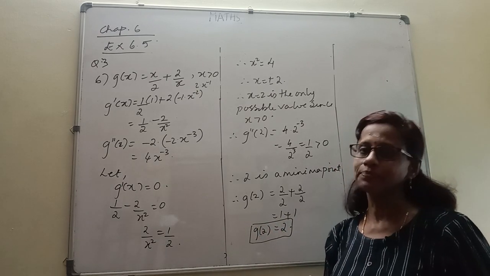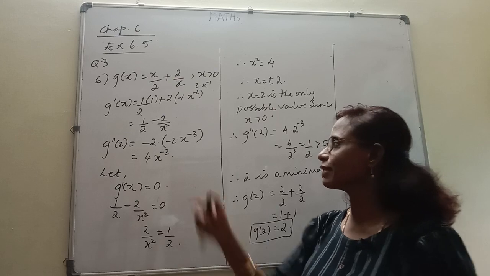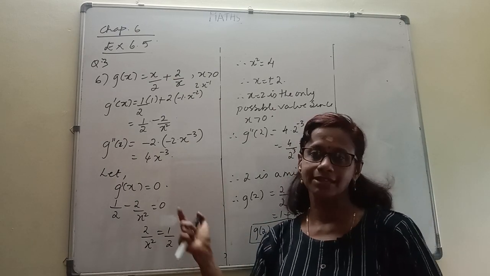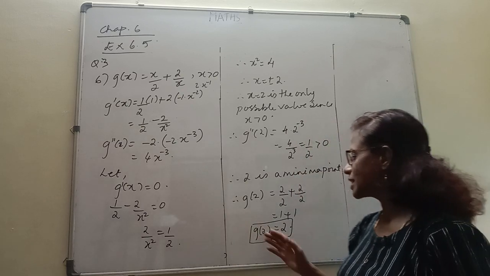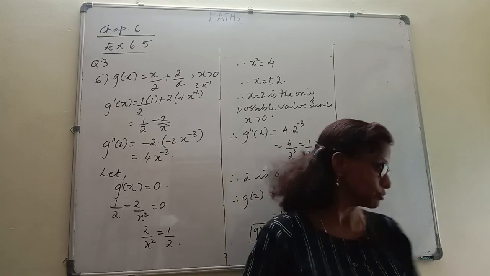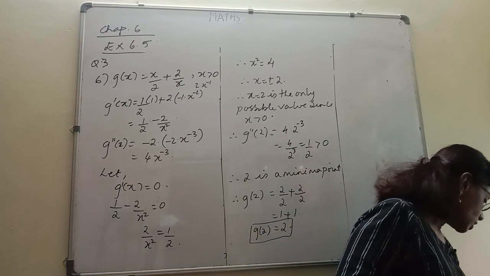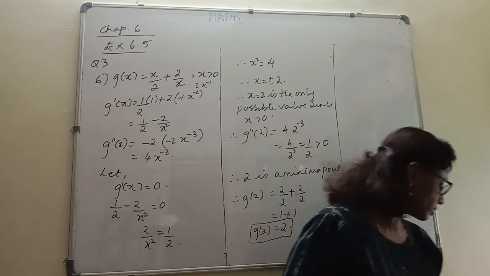It's a simple problem. Only thing, you have to be a little careful when you take the derivative, since negative exponents are coming for the first time. So that's how it is. You're getting the minimum value g at 2 as 2. Yeah, we don't have the other one.